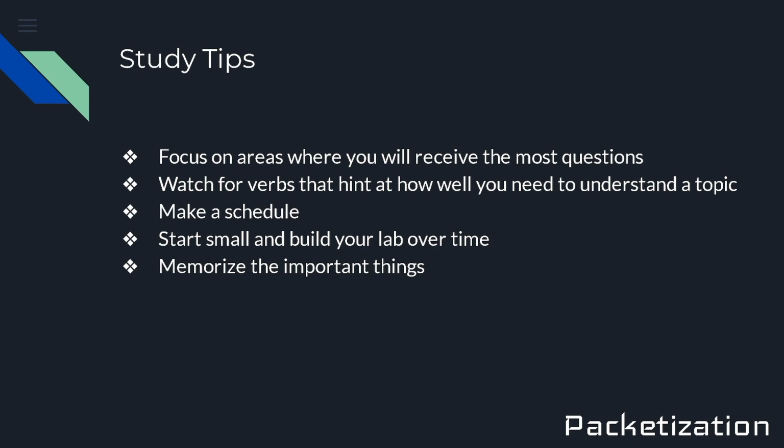In terms of memorization, there are some things that you should know sufficiently enough that you can recall them from memory quite quickly. Some examples of this are TCP and UDP port numbers, IP protocol numbers, multicast addresses, OSI layers, and timers for protocols such as spanning tree and OSPF.